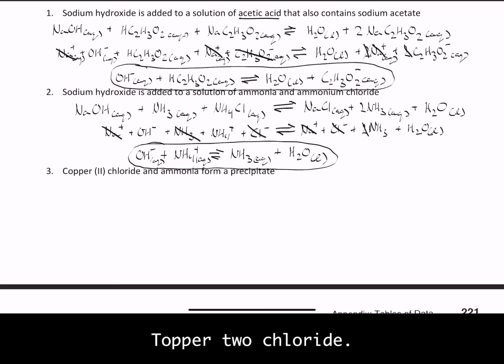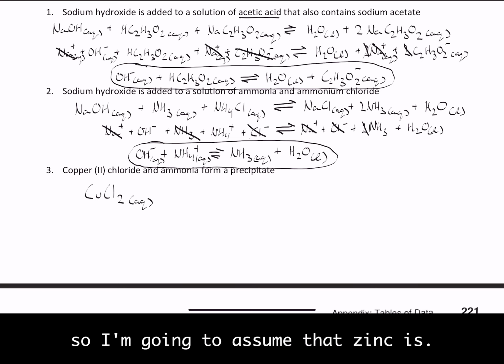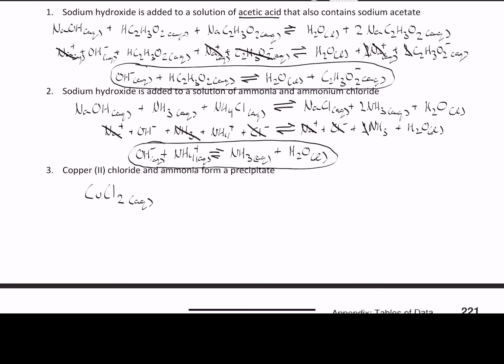All right, copper(II) chloride. Chlorides are mostly aqueous, so I'm going to assume that's aqueous. Yep. Oh, mercury was the other one I missed. That's what it was.